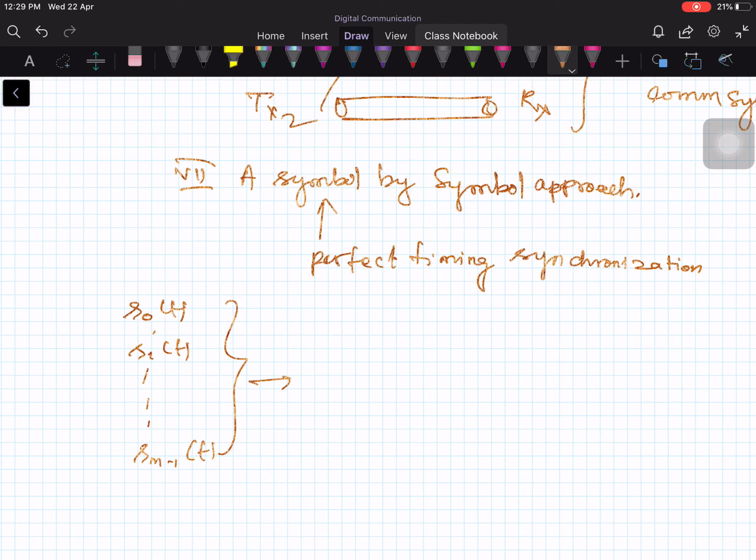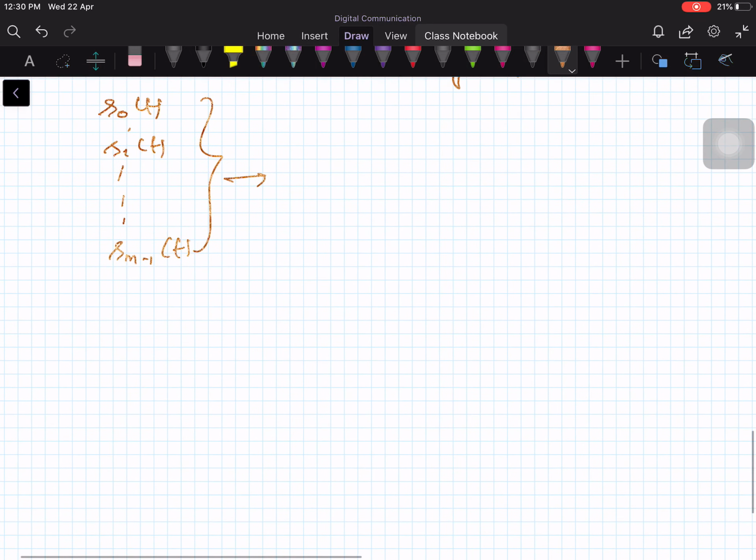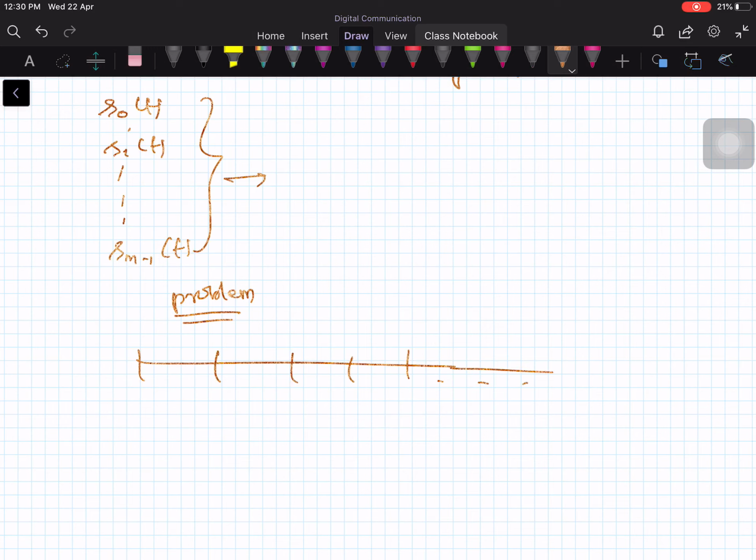So what I am saying is, let us look at the nth observation interval and whether it has a signal or it may have only noise. So the problem is, you have many intervals, and look at the nth interval. In the nth interval, just to observe here, whether it has signal plus noise or noise alone.